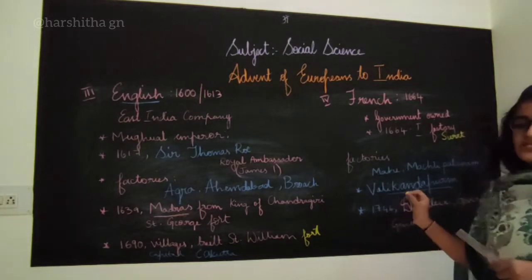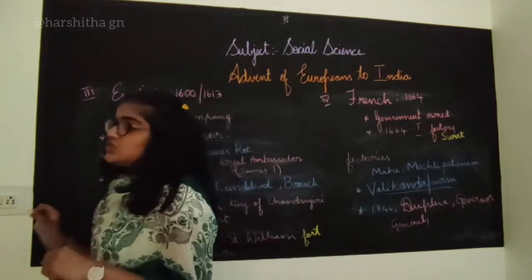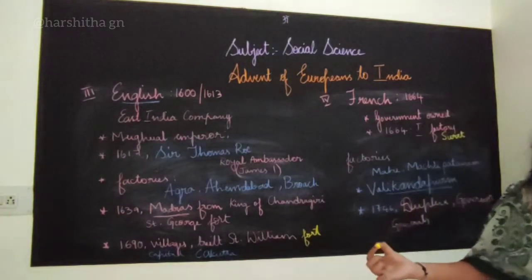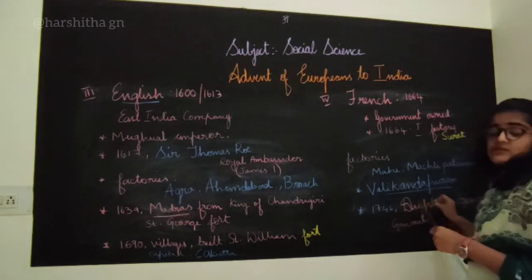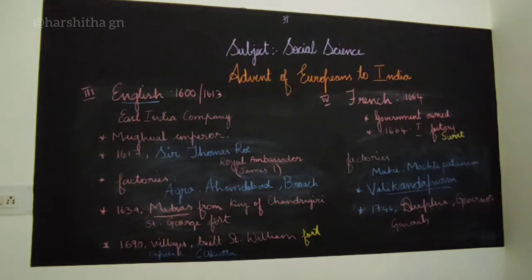In 1746, Dupleix became the Governor General of the French. His main aim was to capture India, and he was the main reason for the Carnatic Wars, which you will be studying now. If you look at the English and French, both were strong. All four came to India to trade, but later they started to rule. But the most successful European powers who ruled us were the English and the French.